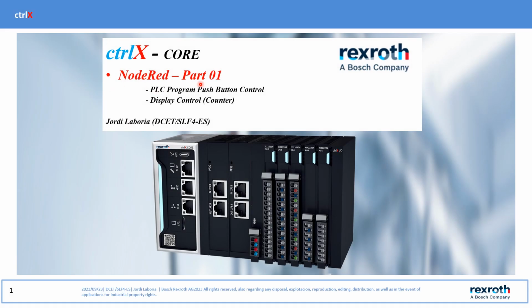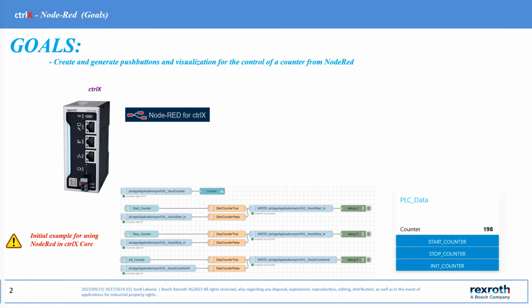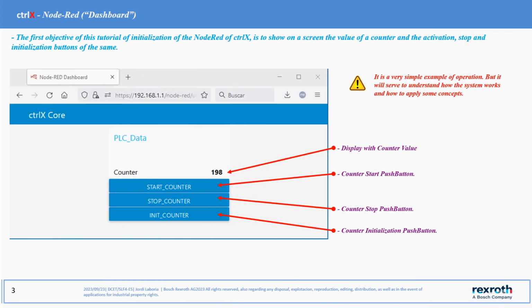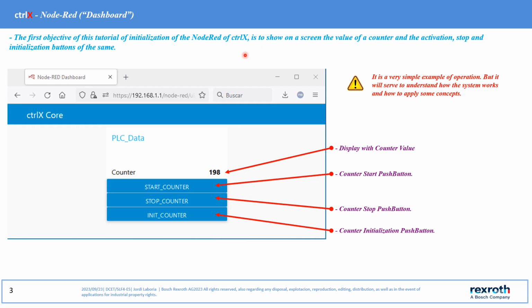In this new video tutorial, we are going to introduce ourselves to the world of Node-RED in ctrlX. In this first part, we are going to start with something relatively simple and without going into many details, but that will help us to see how Node-RED works. The first objective will be to show on the dashboard screen the value of a counter, also having some push buttons that will allow us to start, stop and initialize the counter.